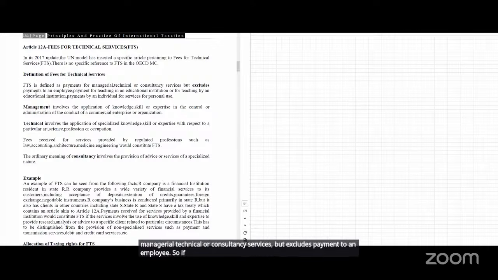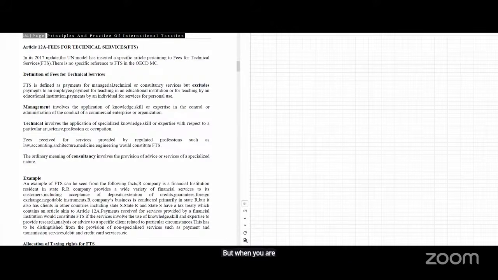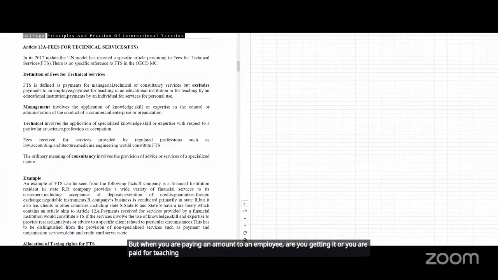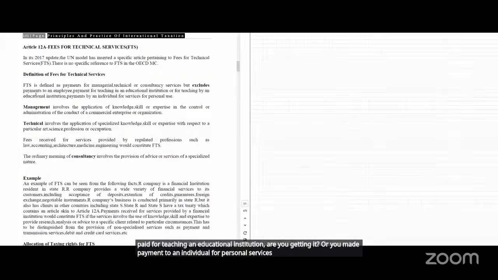So, if you are doing managerial, technical, or consultancy services, it is fees for technical services. But when you are paying an amount to an employee, are you getting it? Or you are teaching, you are paid for teaching in an educational institution, are you getting it? Or you made payment to an individual for personal services, they do not constitute fees for technical services.